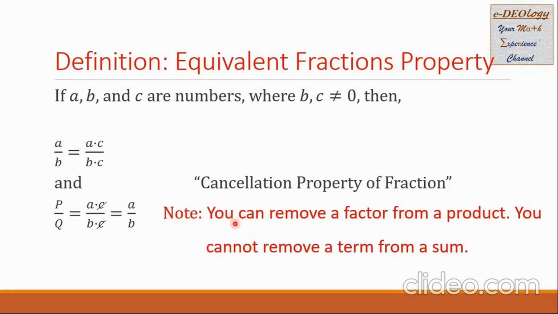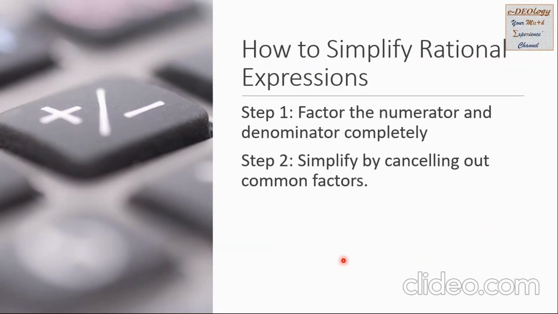In some books, you will read this as cancellation property of fraction. There is a note: you can remove a factor from a product. You cannot remove a term from a sum. Later on the video, we will see the meaning of this note. How to simplify rational expressions. We have two steps here. In step 1, factor the numerator and denominator completely. Step 2, simplify by cancelling out common factors.